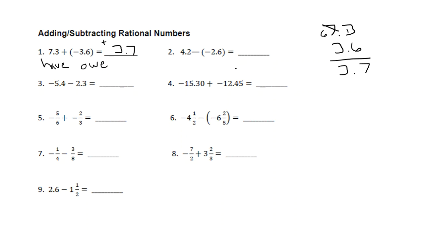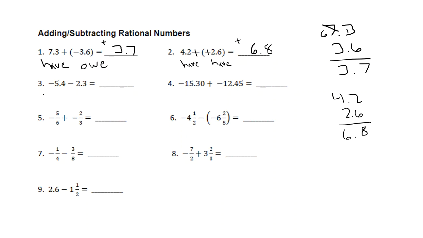Okay, number two. Remember, we always change subtraction to addition. So 4.2 subtract a negative 2.6 becomes 4.2 plus a positive 2.6. And now these are both positive. If you have and you have, when you combine those, your answer is going to be positive. So 4.2, 2.6, we line up our decimals, we add those two together, and we get 6.8.